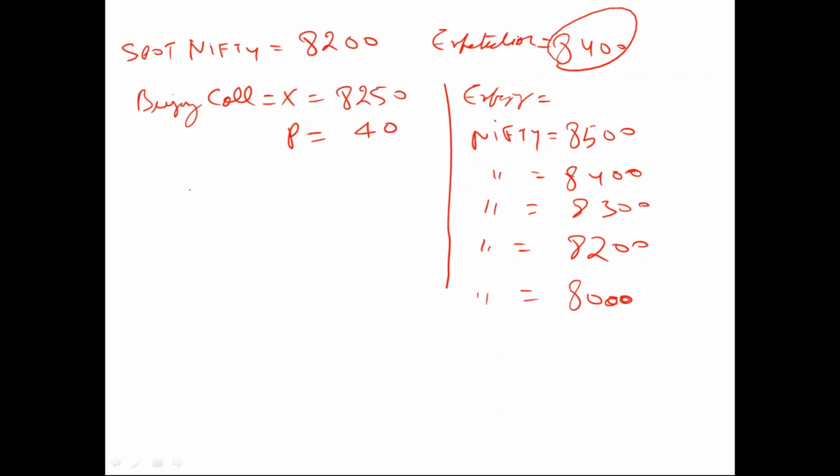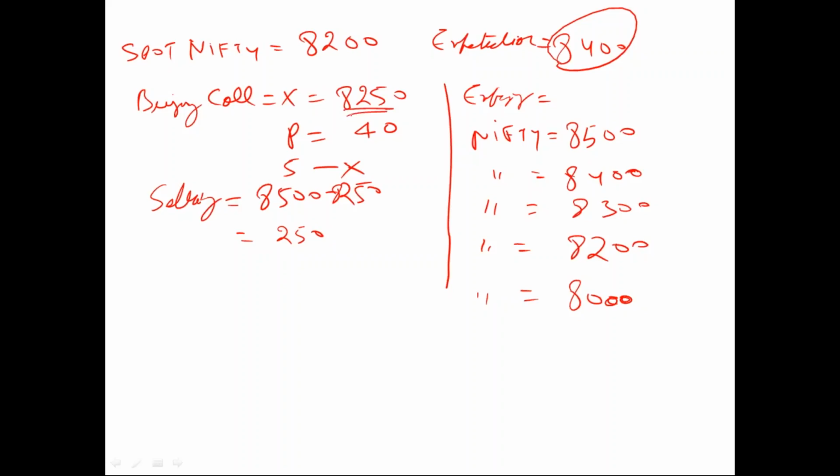Fine. So I'm selling it when the market is at 8,500, and I bought at 8,250. So the difference is 250. Now this is, I can say, the intrinsic value, because this is my strike price and this is the spot price, and spot minus strike is my intrinsic value. So 250 is what I'm going to receive.